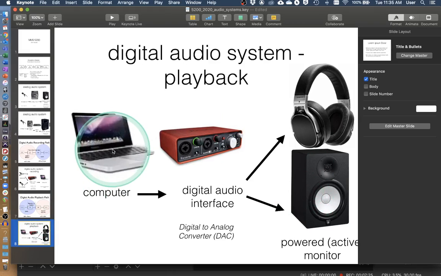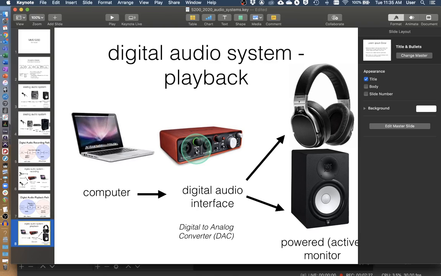So it's almost like this computer and interface are interrupting that original signal flow in a way that converts it to digital. And so that is something that it can understand. So your computer sending a signal to your digital audio interface.